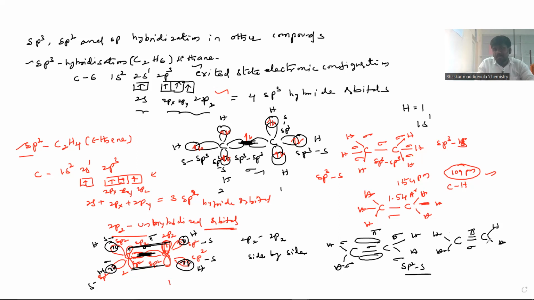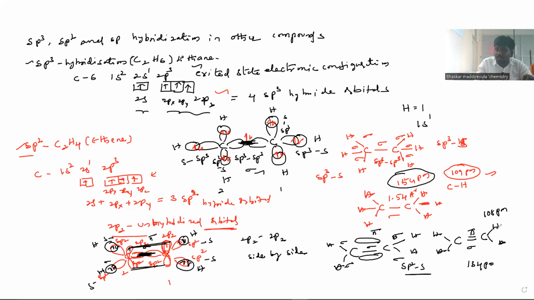Okay. So due to the pi covalent bond, the bond length decreases as compared to the single covalent bond. Before, the bond length was 154 picometers. Now it has reached 134 picometers, the carbon double bond length. So the length decreases. And in the same way, the carbon hydrogen bond length also decreases to 108 picometers.